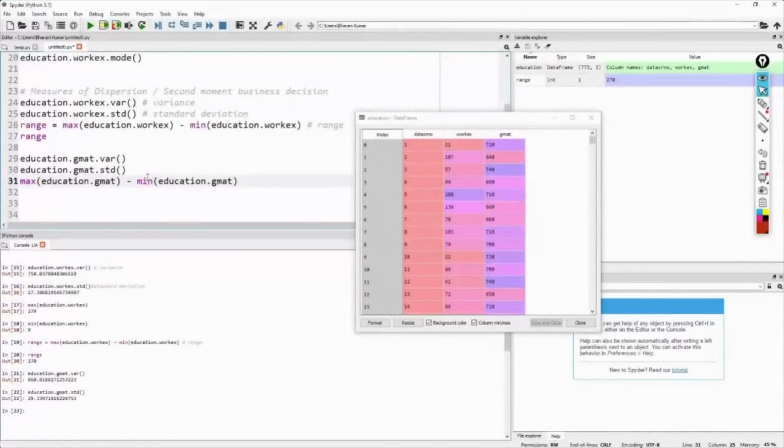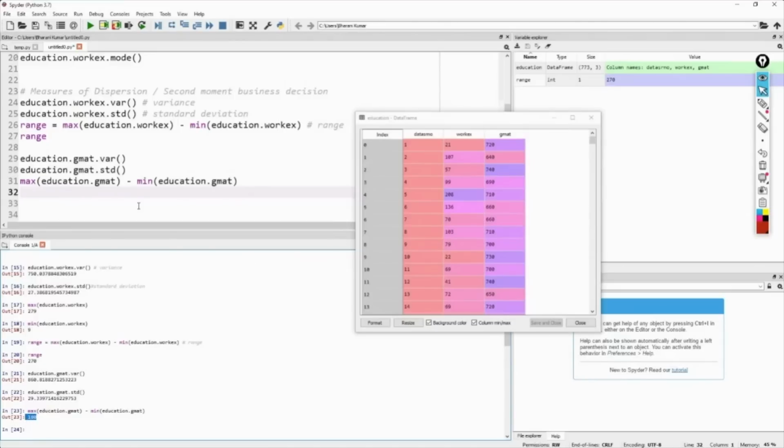Minimum value minus maximum value, that will give you the range directly in the output. You're not storing this in any object. You can store, or you might say, hey, I don't want to store that. I want to directly display the results in the console.